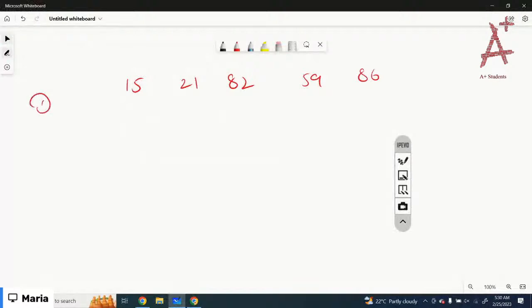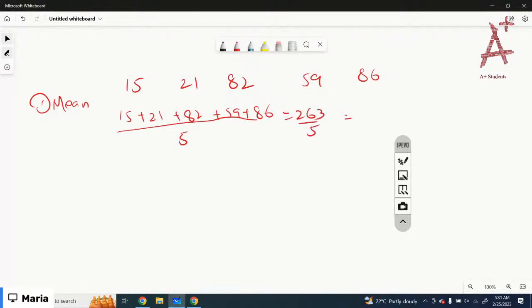Okay, so first of all, you have to calculate the mean value. Got it? For the mean, you have to add them, 15 plus 21 plus 82 plus 59 plus 86, and divide by 5, because there are 5 in number, 1 2 3 4 5. Okay, let me just use the calculator. That gives 263, and 263 divided by 5 is 52.6. Got it? The mean value is 52.6.